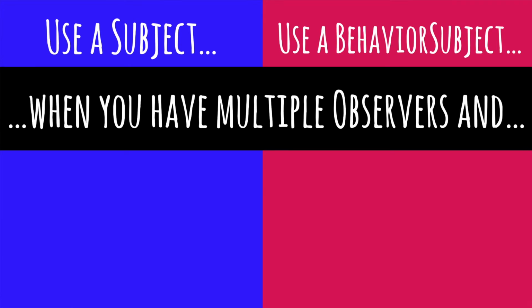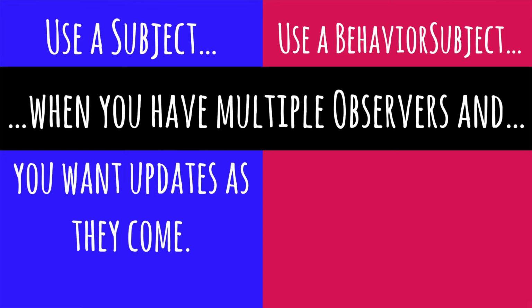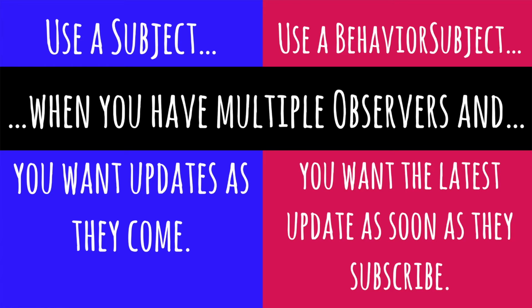With a phone app, the latest report is always saved on the home screen. So as soon as you turn it on, it's possible to get the latest report, even if that report is 10 minutes old. Use a subject when you have multiple observers and you want updates as they come. Use a behavior subject when you have multiple observers and you want the latest update as soon as they subscribe.